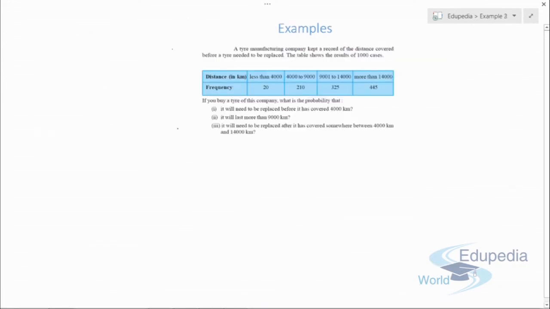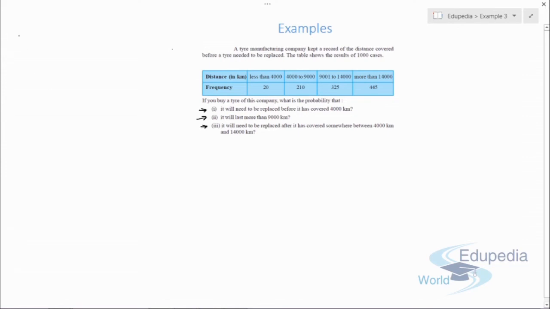The example says that a tire manufacturing company kept a record of the distance covered before the tire needed to be replaced. The table shows the results of 1000 cases. It's a tire manufacturing company and it kept the record of how much distance a tire can travel before it needs to be replaced. Now if you buy a tire of this company, what is the probability that it will need to be replaced before it has covered 4000 kilometers? This is the first part we need to solve. The second part says that it will last more than 9000 kilometers. And the third part says that it will need to be replaced after it has covered somewhere between 4000 kilometers and 14000 kilometers. So let's see how we can solve this question.